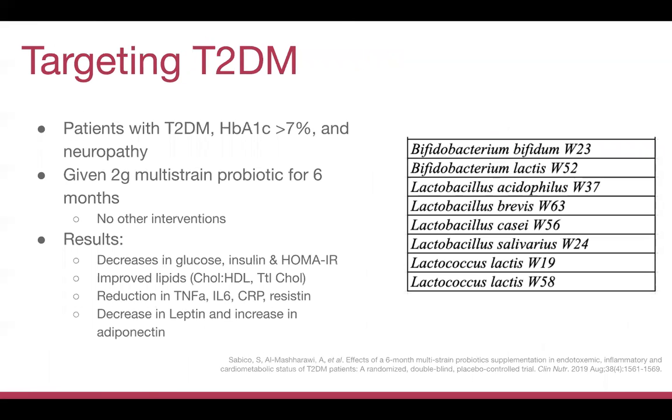So in this next study, we are looking at patients with type 2 diabetes. They had hemoglobin A1C over 7. They all had diabetic neuropathy. They were given 2 grams of a multi-strain probiotic for 6 months. You can see on the side here what was in that multi-strain probiotic. This was a probiotic targeting liver and detoxification.